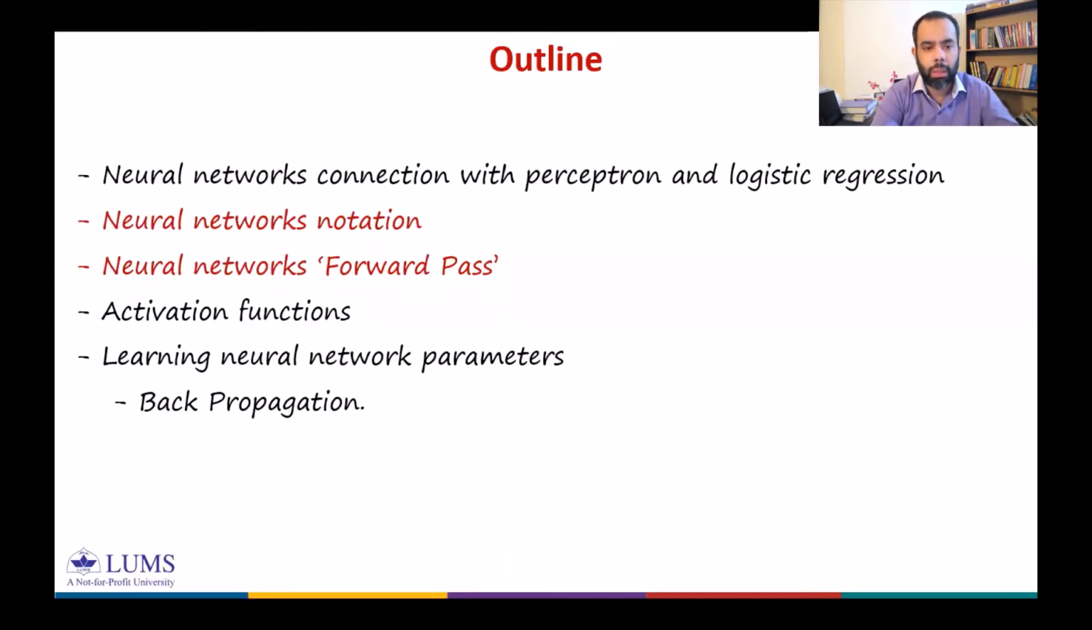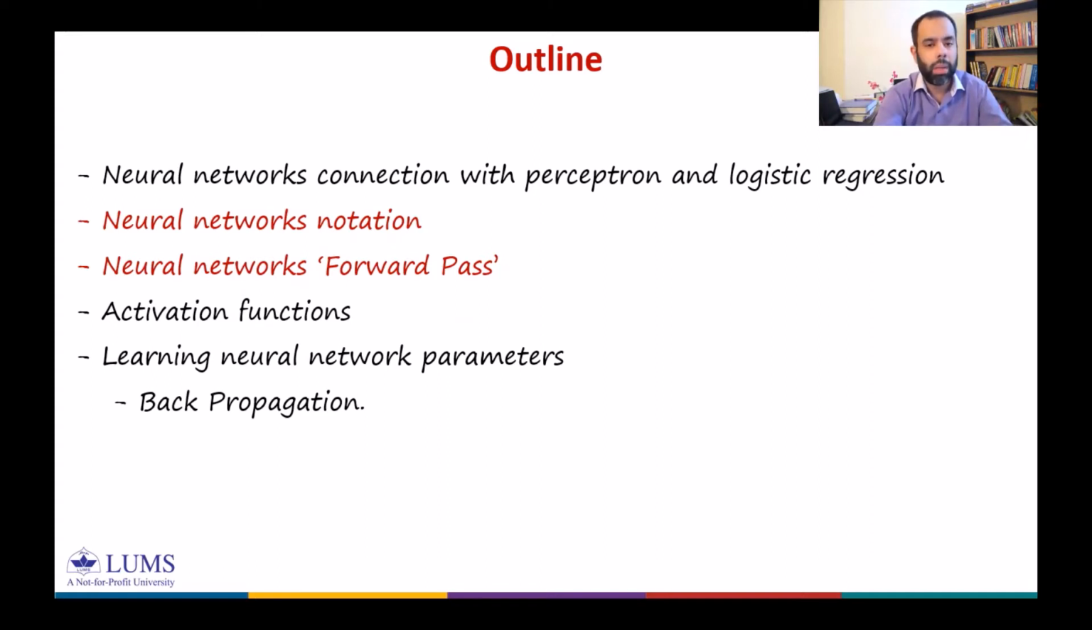Building on our knowledge about perceptron and logistic regression, we gave you an overview of neural networks in the previous video. Here we'll focus on the notation for neural networks. How do we define input? How do we define output? And how do we relate these two given the parameters of neural networks? We'll also talk about the forward pass, that is traversing the neural network from input to output, and what equations we should use for the computation of output given input and given the parameters of the neural network.